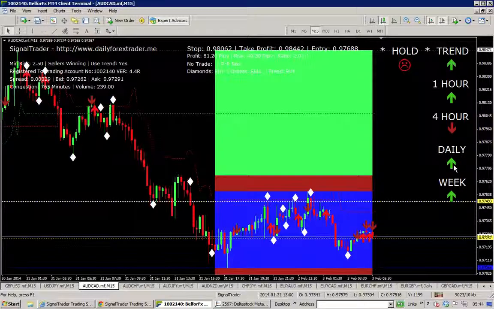In fact, look at this: daily, weekly, 4 hour. We've had this come down on Friday. It actually came down. What are the chances it's going to bounce back up? So I'm quite interested in a buy, maybe on this a bit later on.